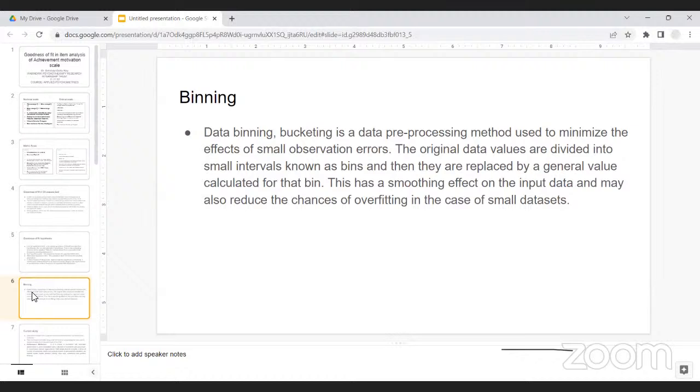Therefore, what is important? You have to merge the data. And during merging, initially you can do this binning. So data binning, this is very, very important, specifically when you want to deal with small observations. If there are small observations, then you can deal with them using data binning.